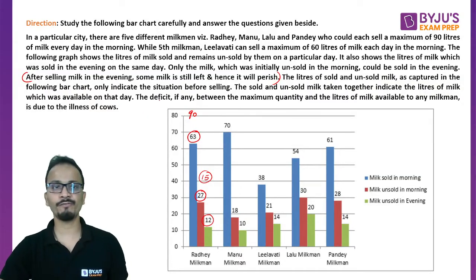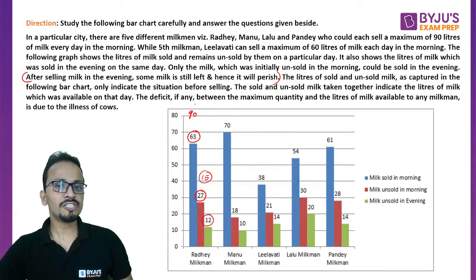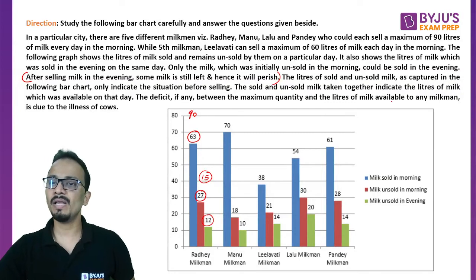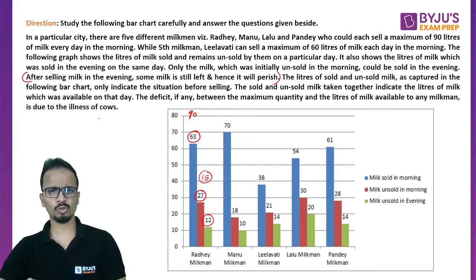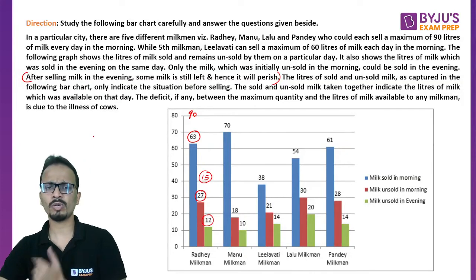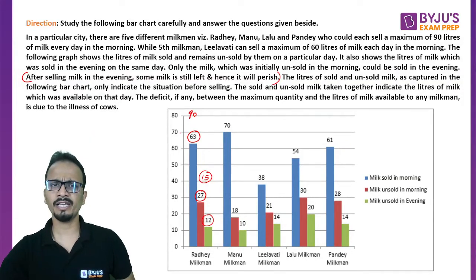So we have seen for Radhe, 90 liters was available. Now the deficit, if any, between the maximum quantity and the liters of milk available is due to the illness of cows. So abhi to mereko ye samajh mein nahi aaya. Let's talk about other milkman. Let's see if I can use this information.